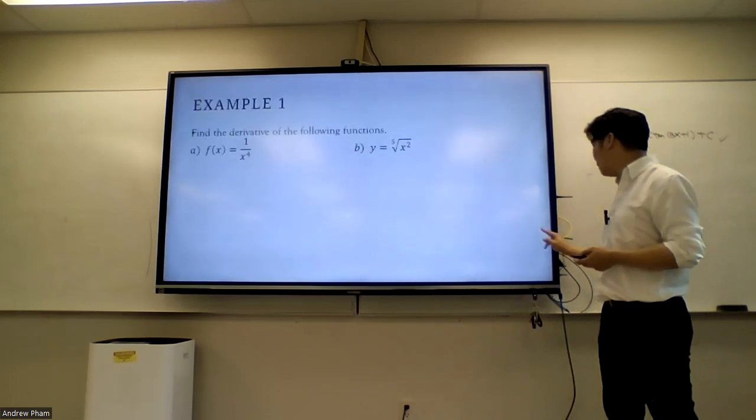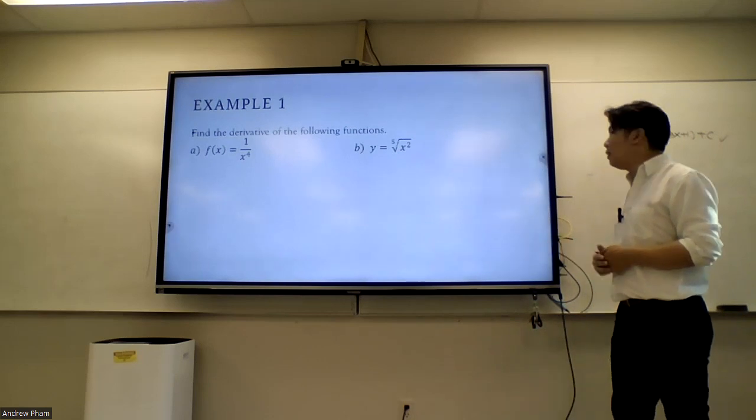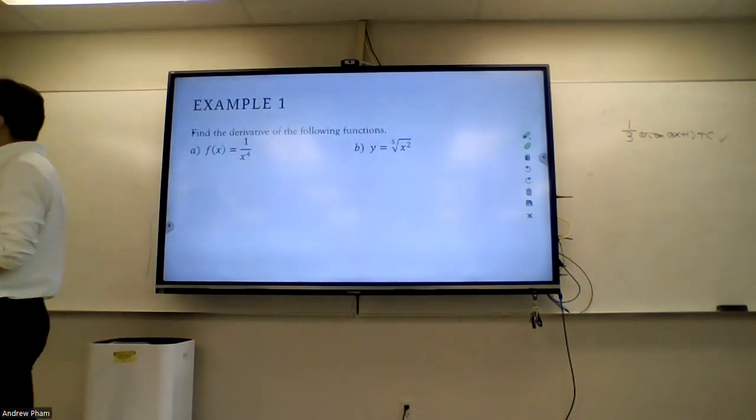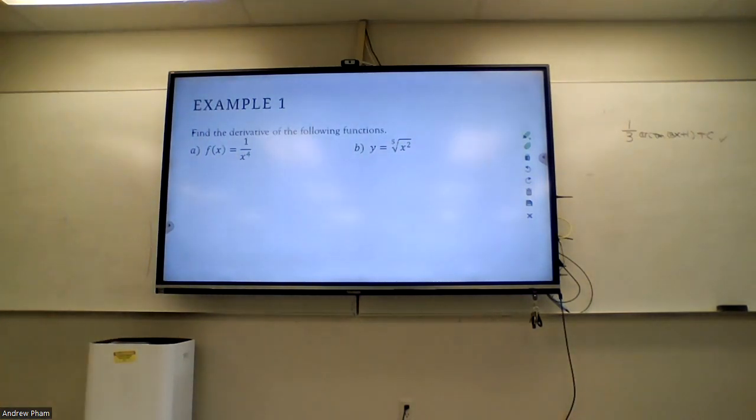Now I wanted to actually go straight into the example. Example 1, give me the derivative of the following functions. The first one I have is f of x is equal to 1 over x to the 4th. And the second one being y is equal to the 5th root of x squared.